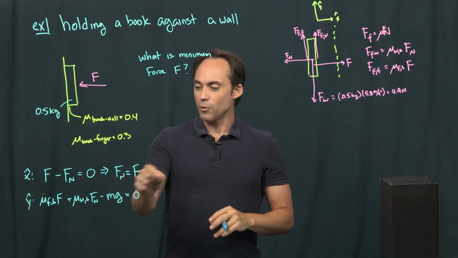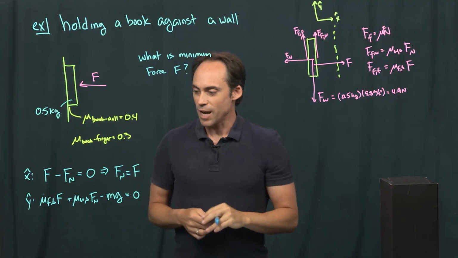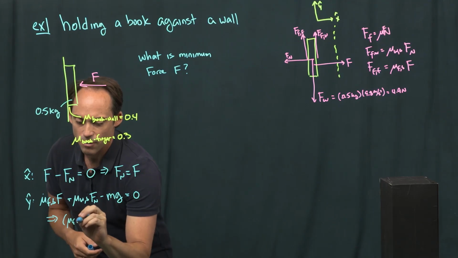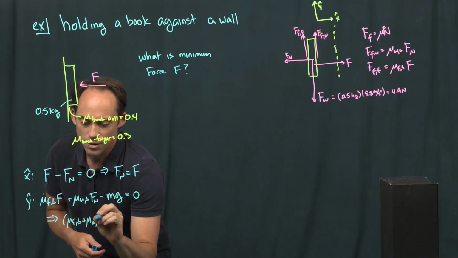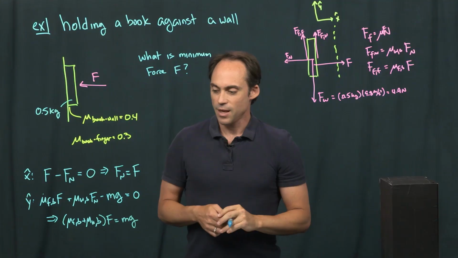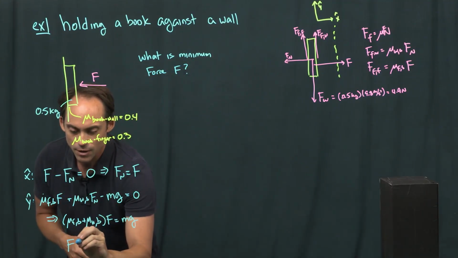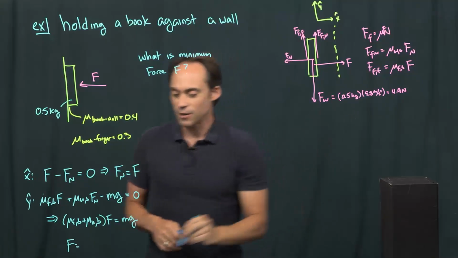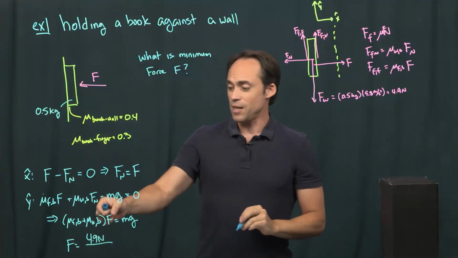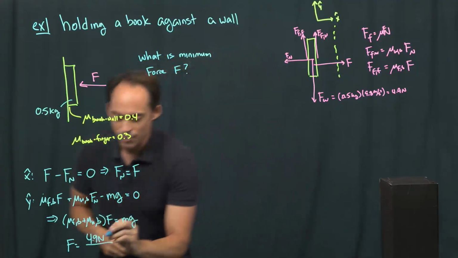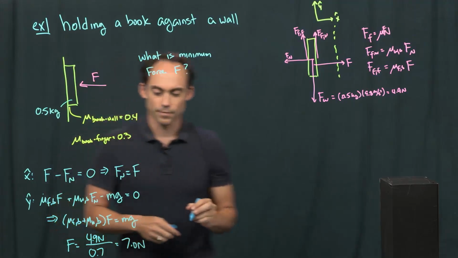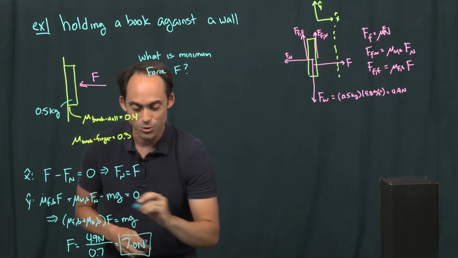Well, we've already solved that the normal force and the applied force are the same, so we can rearrange this around to write that mu Fb plus mu Wb times the applied force is equal to mg. And we can write down now the force is equal to mg, which we figured out is 4.9 newtons, divided by the sum of the friction coefficients, which is 0.7. And that's just equal to 7.0 newtons. And that's our solution to our problem.